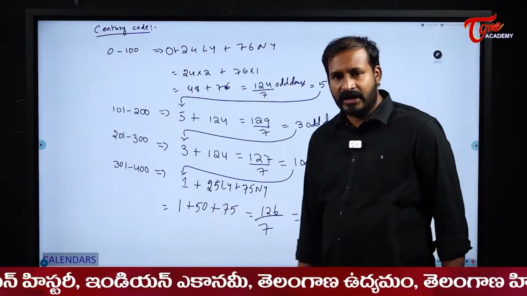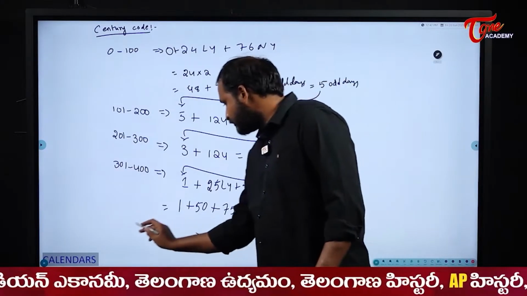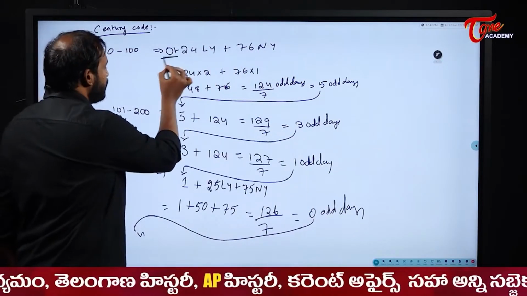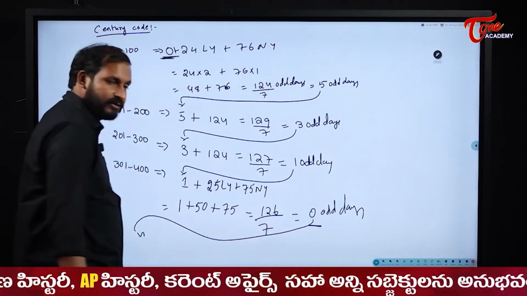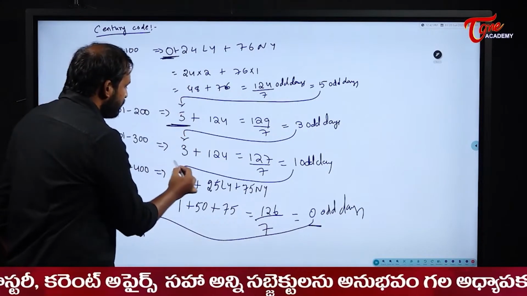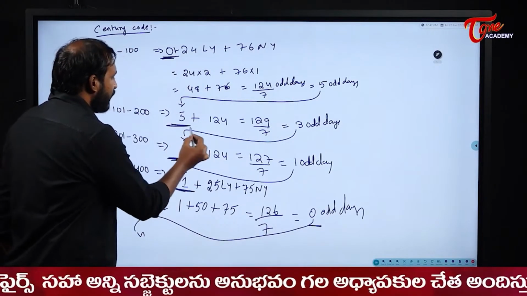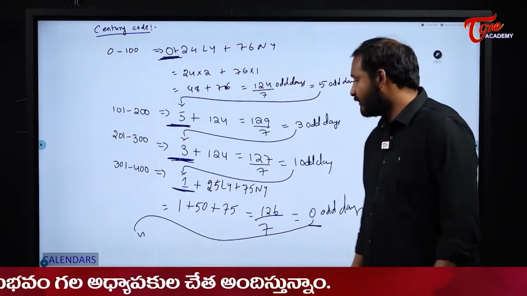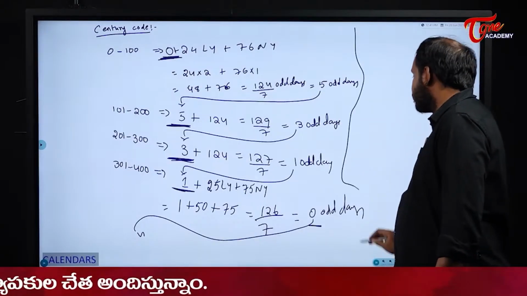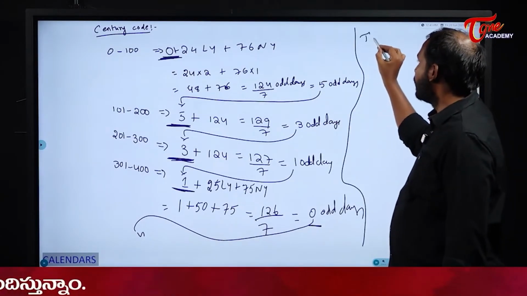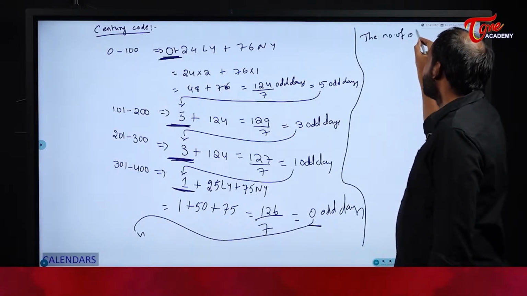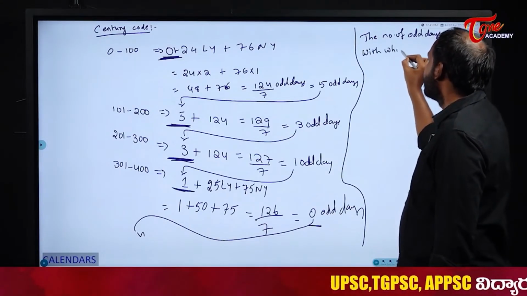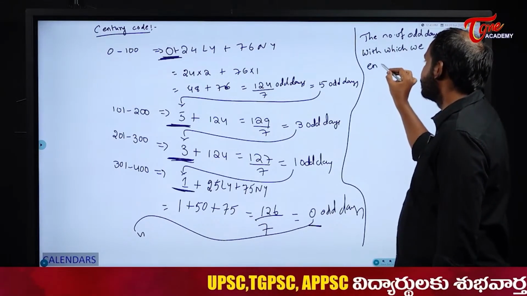Now the 0 will be carried forward to the next century as usual, as we have done in the previous case. Now please observe here, students: from where we started, 0, at what position did we end? 0. Now please see here: 0, 5, 3, 1. These are the century codes. How do we need to take them? I will tell you. Century code means the number of odd days with which we enter into a century.